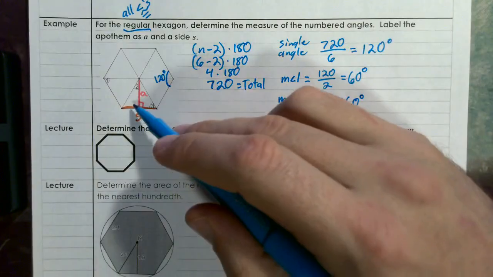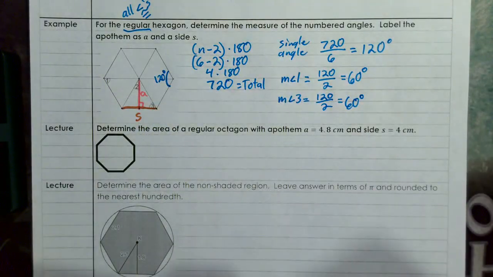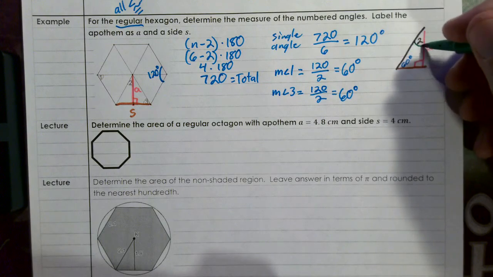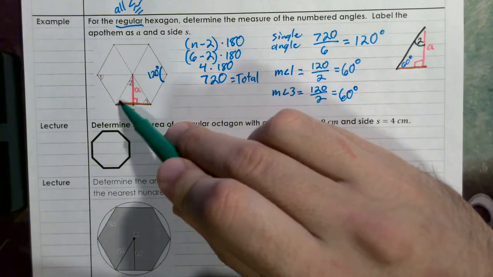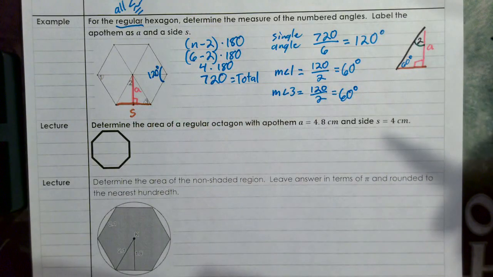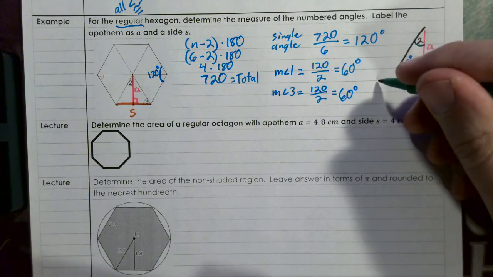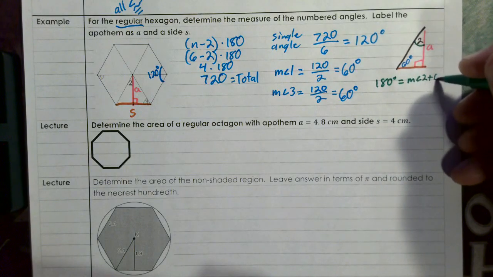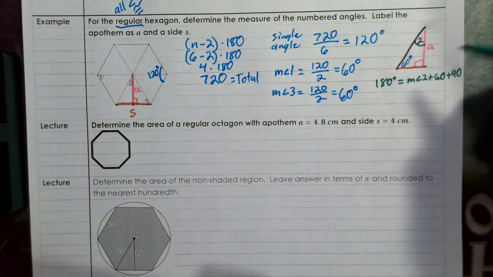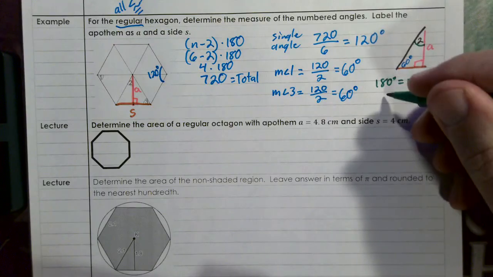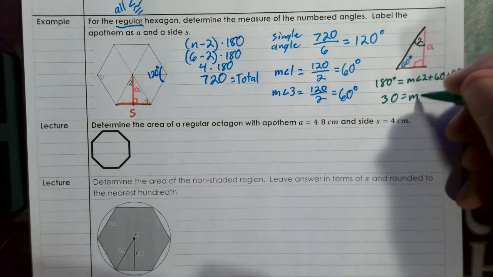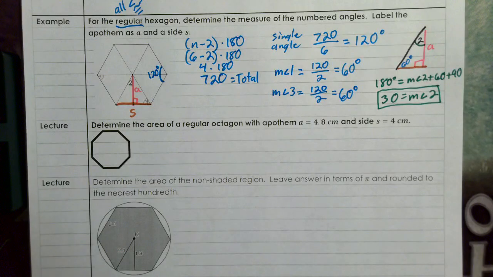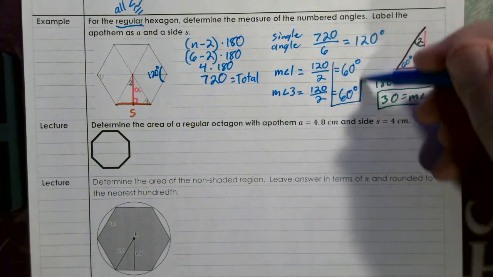Now, if I blow up what's going on in here, I've got a right triangle over here where I've got my apothem. I've got this angle 2 that I'm hunting. I know this has got to be 90 degrees and this has got to be 60, just like 1 and 3 are. So I could find angle 2 by knowing there's 180 degrees inside of a triangle. So that's the measure of angle 2 plus 60 plus 90. If I subtract that 60 and 90 from both sides, we get 30 equals the measure of angle 2. There we go. We found all of our sides and all of our angles.